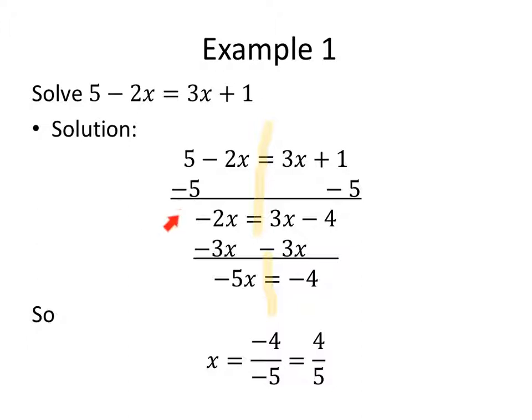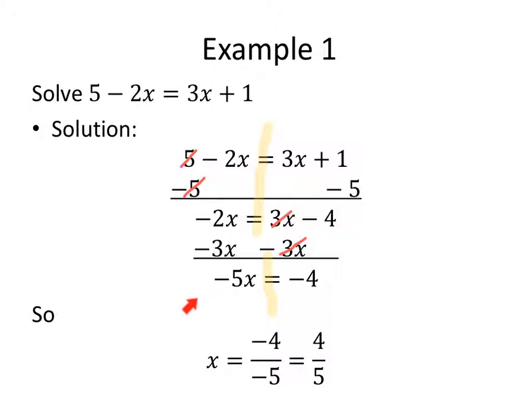In my second step, I'm going to move all my x's to the left-hand side, so I'm going to subtract 3x from the right, and I'm going to subtract 3x from the left. The reason I do this is so that my x's will cancel out. 3x minus 3x canceled out, just like my 5 and my minus 5 canceled out. Negative 2x minus 3x will give us a negative 5x on the left. We still have our negative 4 on the right-hand side.